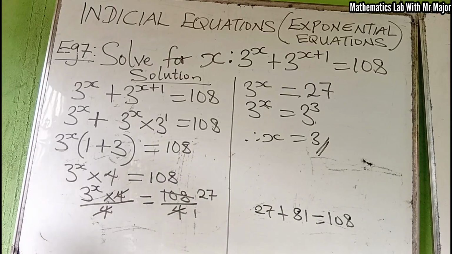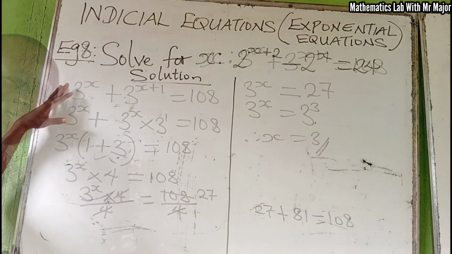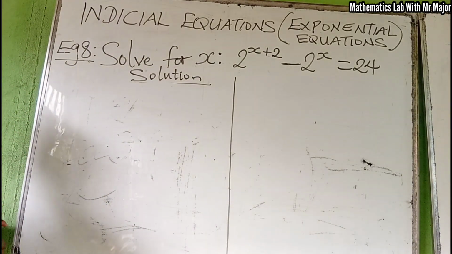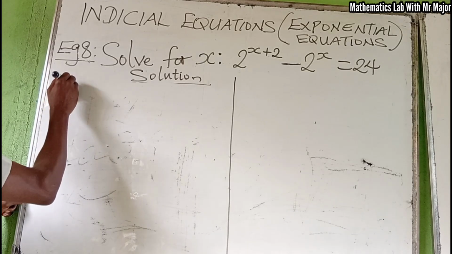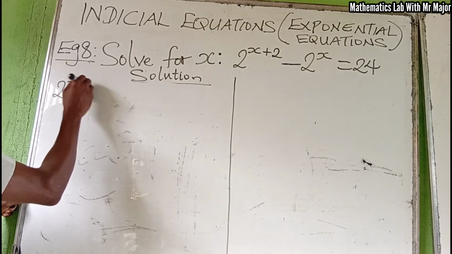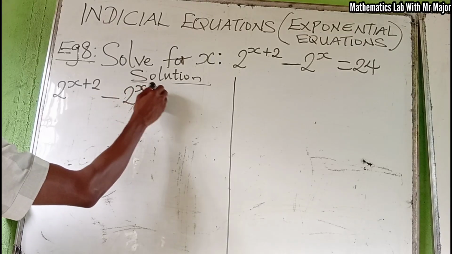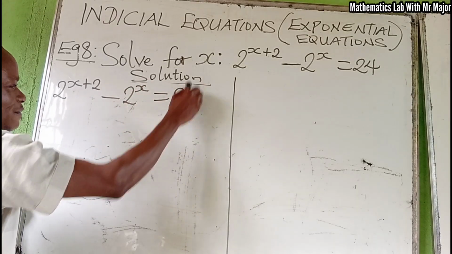All right, we will take maybe 2 more questions and we round up for today. We'll be looking at question number 8. The question says we should solve for x given that 2 raised to the power x plus 2 minus 2 raised to the power x equal to 24.